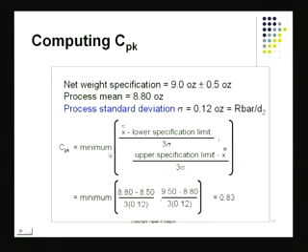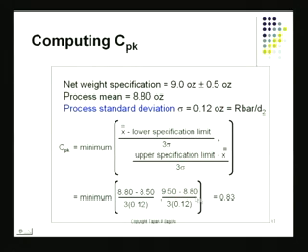CPK formula is minimum of X double bar minus lower specification limit divided by 3 sigma, or the upper specification limit minus X double bar divided by 3 sigma. And that's exactly what I find here. Now what is X double bar? This quantity is X double bar. 8.80 is X double bar. So I plug in the right numbers. I plug in X double bar minus lower specification limit, which is 8.50. Divide that by 3 times sigma. That's like one quantity. The other is 9.5, which is actually the upper specification limit, minus X double bar, which is 8.80. Divide by again 3 times sigma.